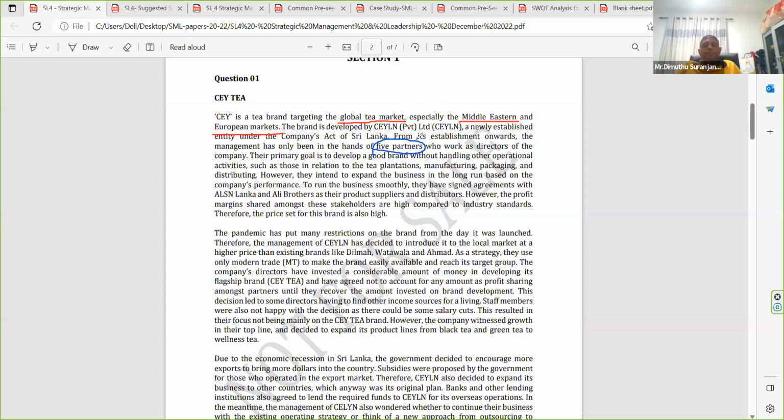Management has only been in the hands of 5 partners who work as directors of the company. Their primary goal is to develop a good brand without handling other operational activities. See this, something interesting. What they're telling is their primary goal is to develop a good brand without handling other operational activities, such as those in relation to tea plantation, manufacturing, packaging, and distributing. So that means you are trying to specialize in a selected area. You are not going to do all the activities related with your value chain.